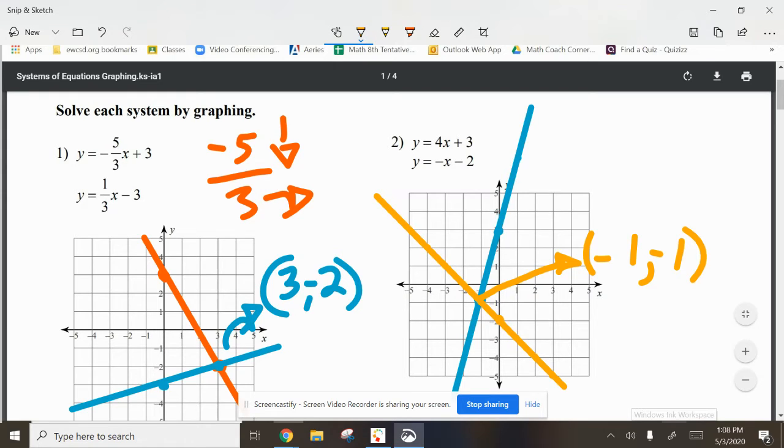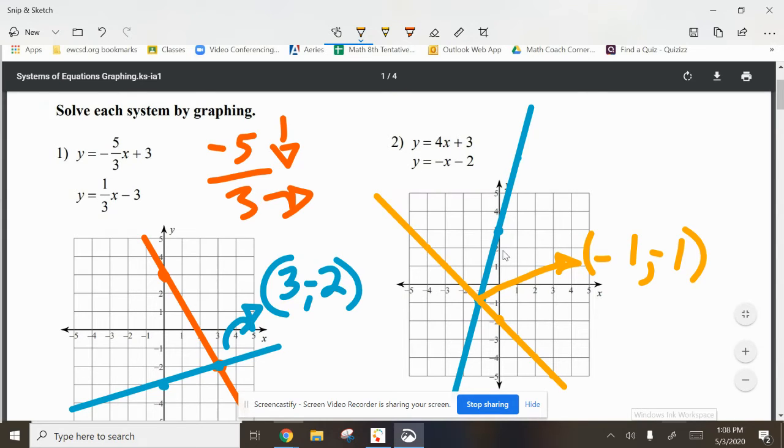Okay. And we're going to talk more about what that means, negative 1, negative 1. If you plug in negative 1 for x, and -1 for y, it's going to work for both these equations. If we put in here -1 times 4 is -4. -4 plus 3, that would equal -1. That would be the y.